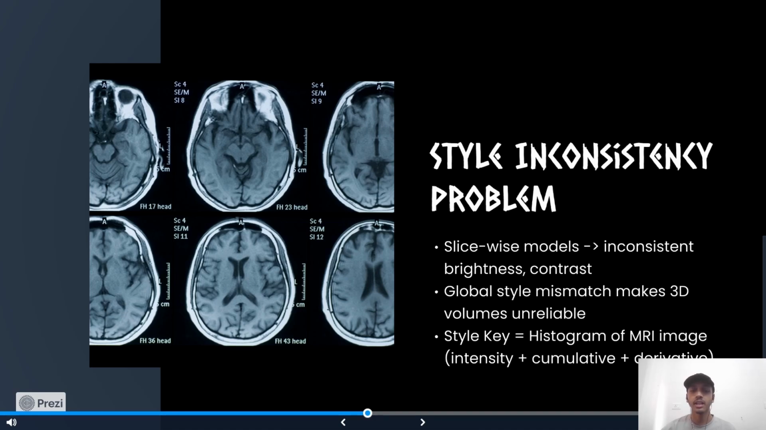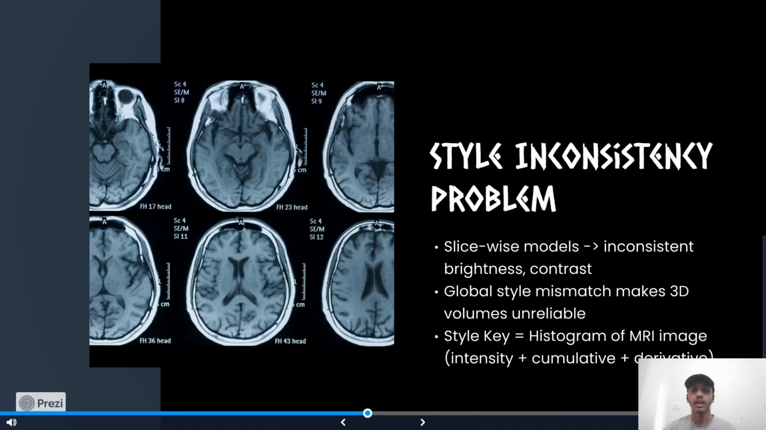Specifically, the paper uses the intensity histogram of an MRI image. This histogram describes how the pixel intensities are distributed. For example, how much of the image is bright versus dark. It also includes the cumulative histogram and the derivative, which provide a rich snapshot of the image tone and contrast. The reason why the paper uses histogram is because it's lightweight, interpretable, and most importantly, independent of the anatomical structure. This means that the style key represents how an MRI looks and not what it shows.